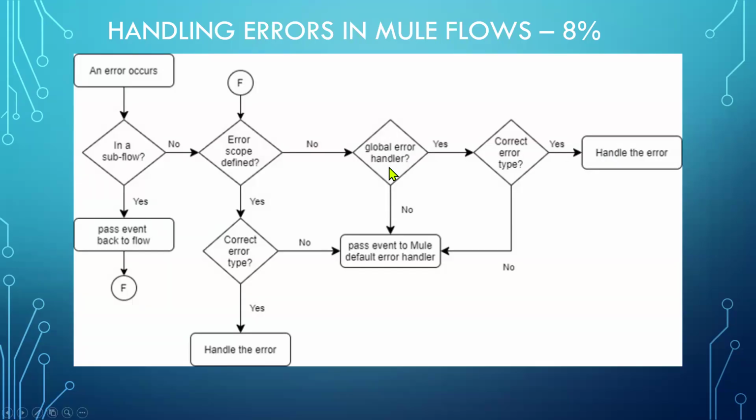And if there is one, we'll say yes, there is. Is it the correct error type? Again, we're checking, is it an any type error? Is it a Boolean? Is it an expression? What is it? If it's the correct type, obviously, then your global error handler handles it. If it's not the correct type, then again, we now see the Mule default error handler handling it. And again, if the global error handler does not even exist, then your default error handler gets it. That was a huge help to me.